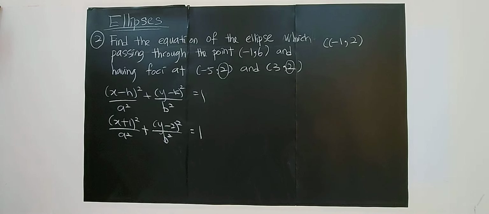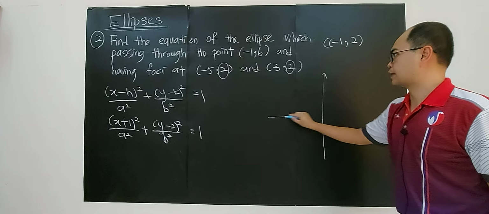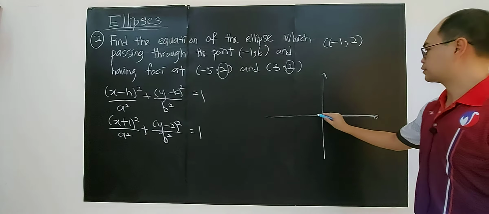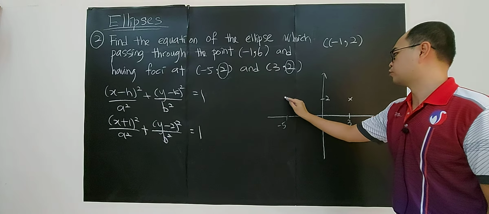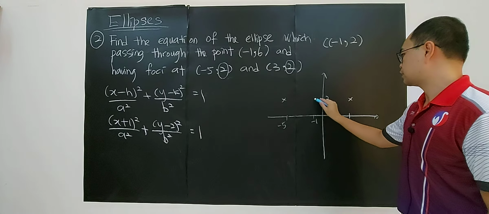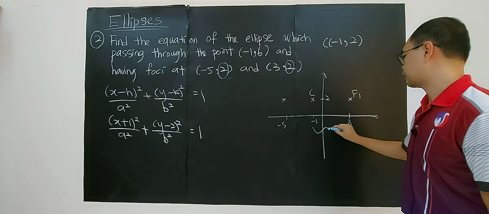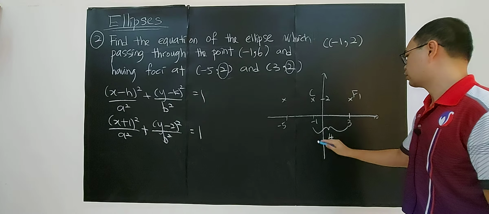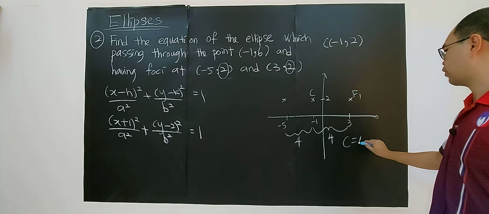All right, sorry, I have to correct this. The center will be negative 1, 2, and your vertex here will be 3, 2. Your other focus will be at negative 5, 2, right? So this is the center. From the center to the focus, the distance is 4, and the distance here also will be 4, right? So we know that c is 4.